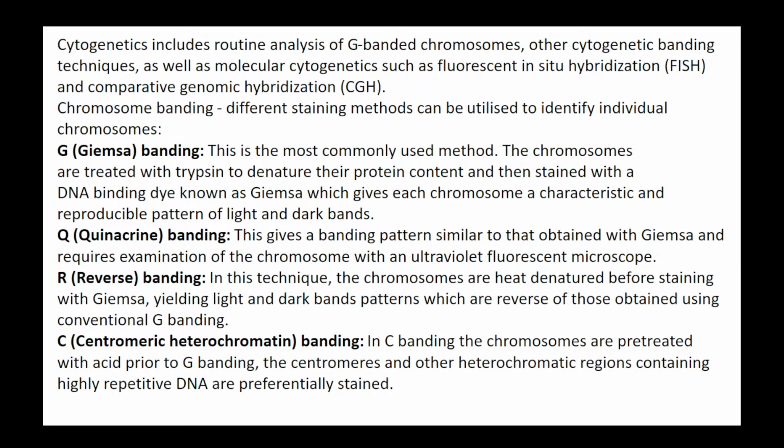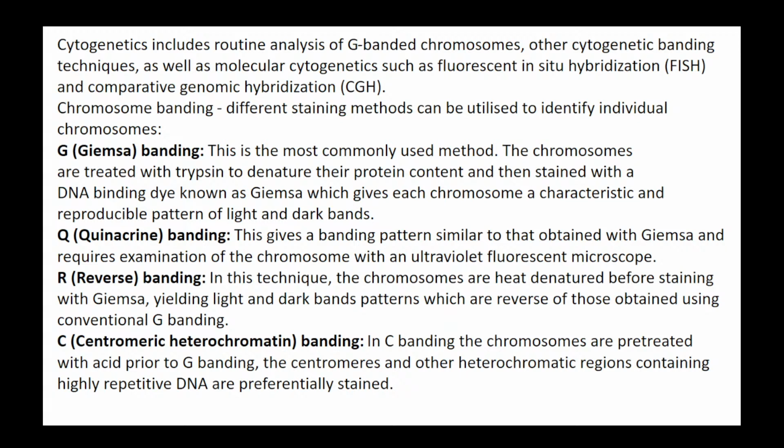Very often, G banding is used, where chromosomes are treated with trypsin to denature their protein content, and then stained with a DNA binding dye known as Giemsa, which gives each chromosome a characteristic and reproducible pattern of light and dark bands. Q banding gives a banding pattern similar to that obtained with Giemsa and requires examination of chromosomes with an ultraviolet fluorescent microscope.